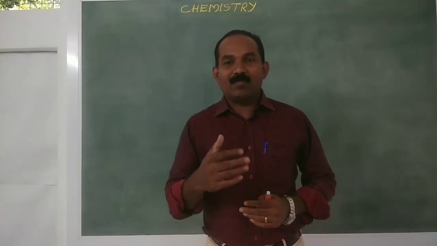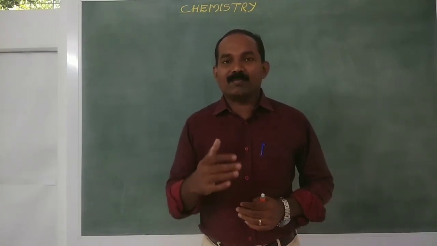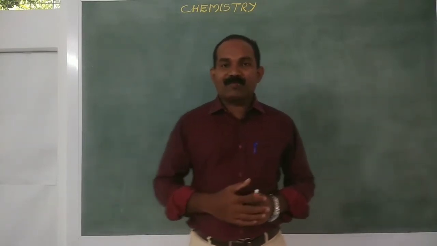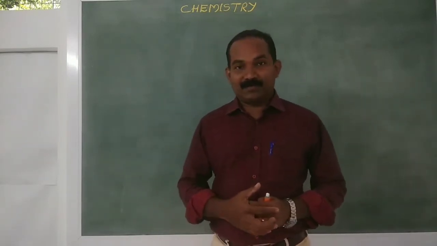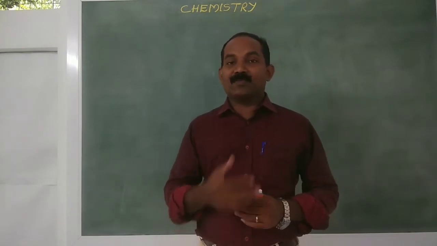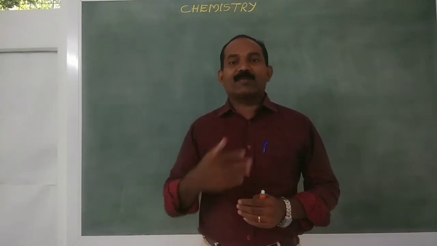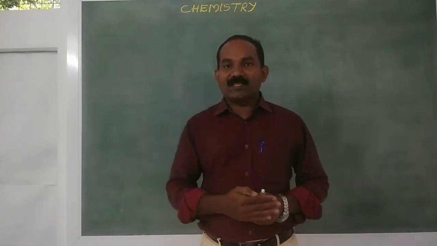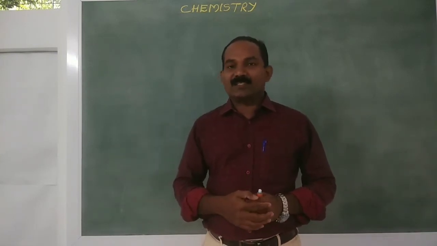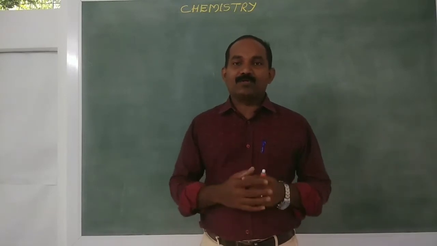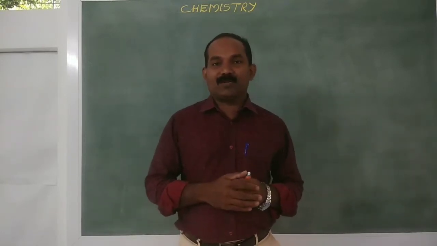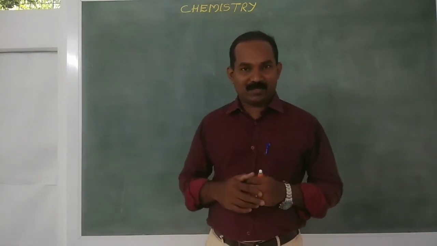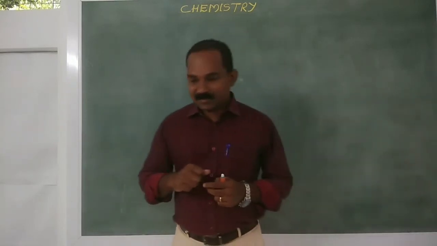Sometimes the molecular mass is not provided. In such a situation, the vapor density of the compound is given. So molecular mass is equal to 2 times the vapor density. All these things we discussed in the last section. So today we are going to do some problems based on the empirical formula and molecular formula calculation. Okay, let's start.